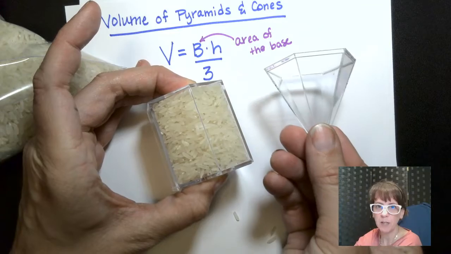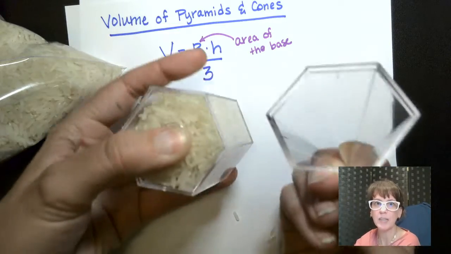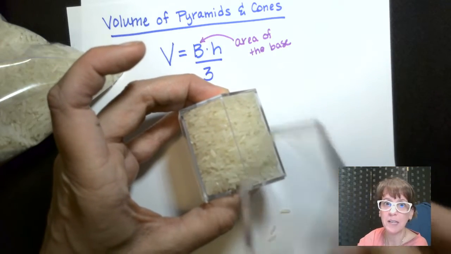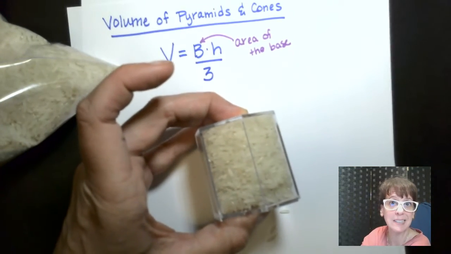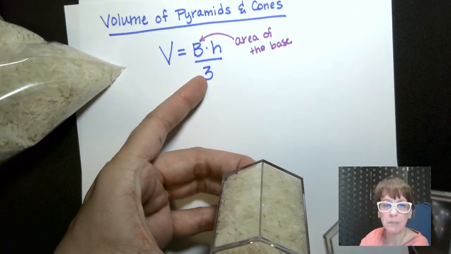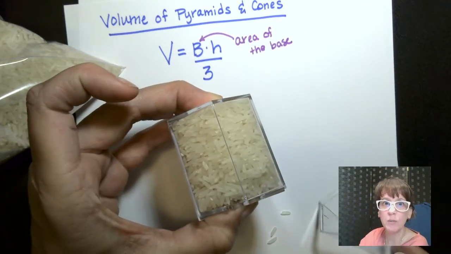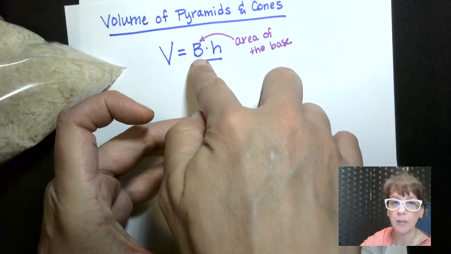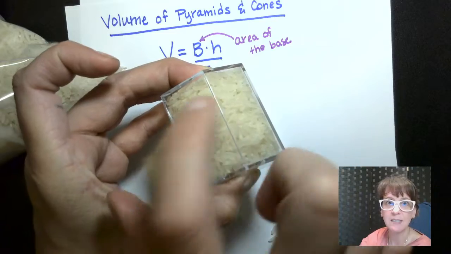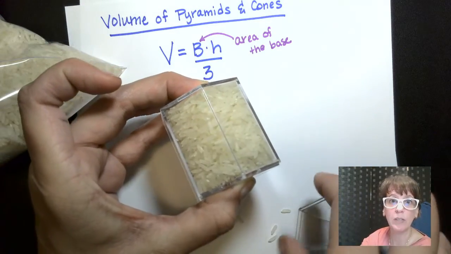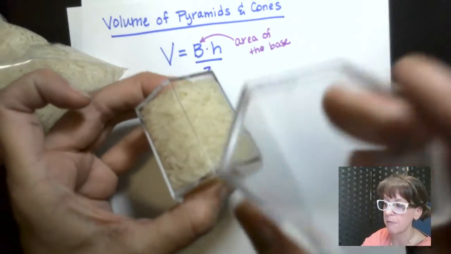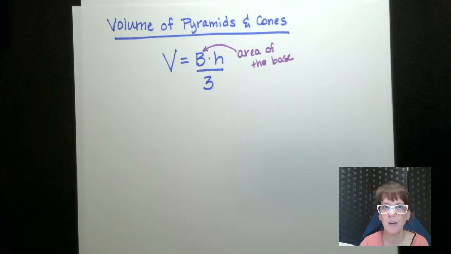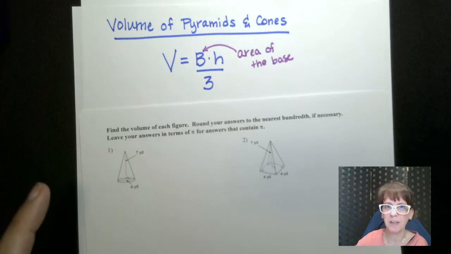So if I took this pyramid and I filled up the prism with the exact same base, it took 3 of these pyramids to fill up a prism of the exact same base. That is why we divide by 3, because what we're doing is we're finding, as we figured out in an earlier video when we were doing prisms, the area of the base times the height, right? That's this. But then we've got to divide it by 3 because only a third of this thing fits into our pyramid here.